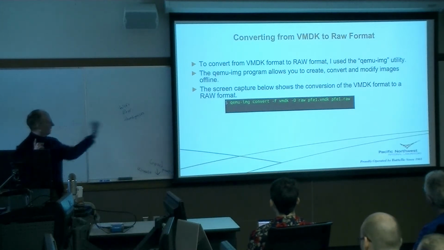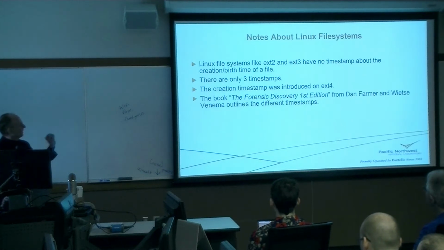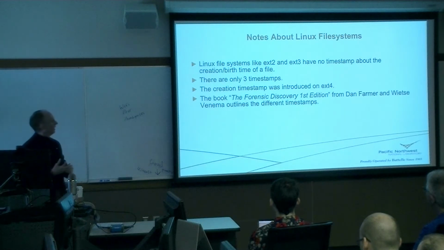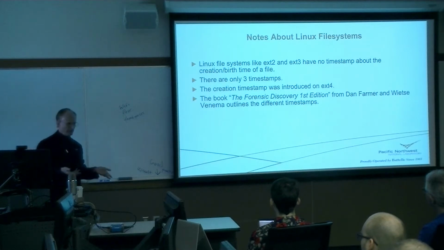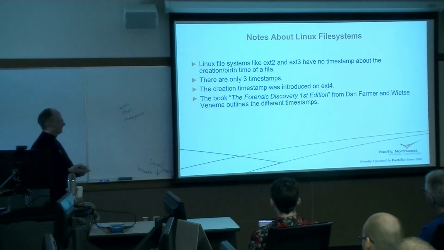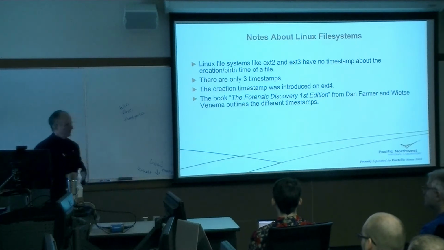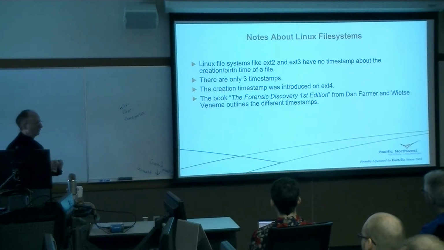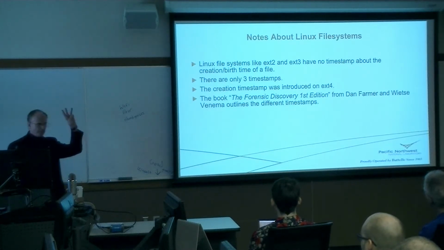Okay. I've now got a raw image, but let me talk just a few minutes about Linux file systems. Generally, you install Linux, and you get either an ext2, ext3, or ext4 file system. Red Hat has now made XFS their standard with RHEL 7. But in ext2 and ext3, you had 3 timestamps.